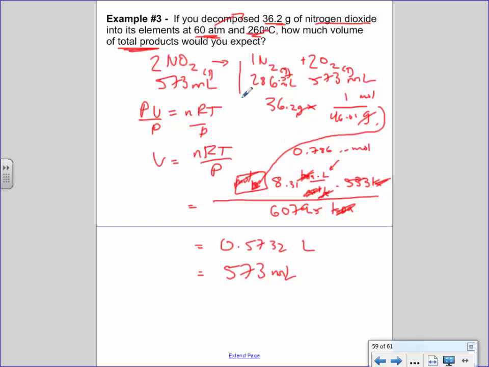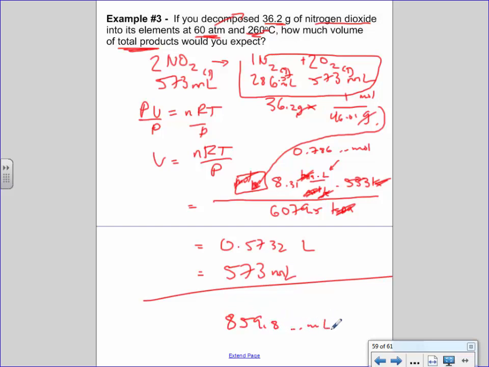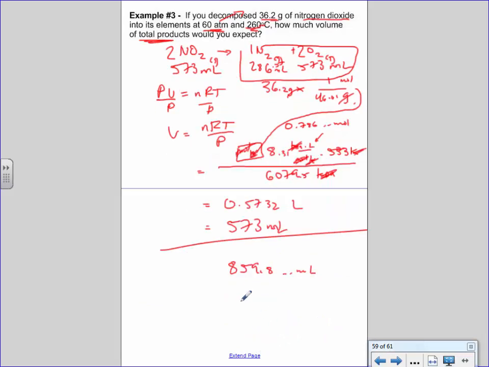So to get my final answer, I'm going to take these two things and add them together. Does that make sense? I'm going to use the exact numbers I had here. This was 0.573213 plus 0.573213 divided by 2. I got a grand total of 859.8 something milliliters. I only get 2 sig digs though, so let's call it 8.6 times 10 to the 2 milliliters.